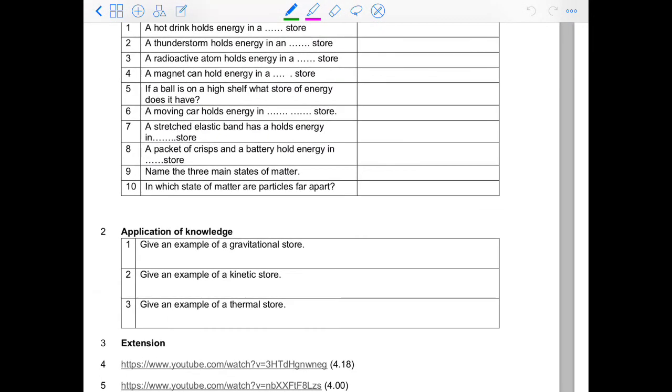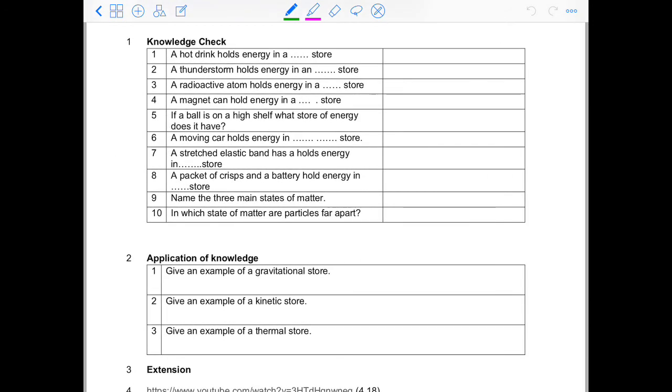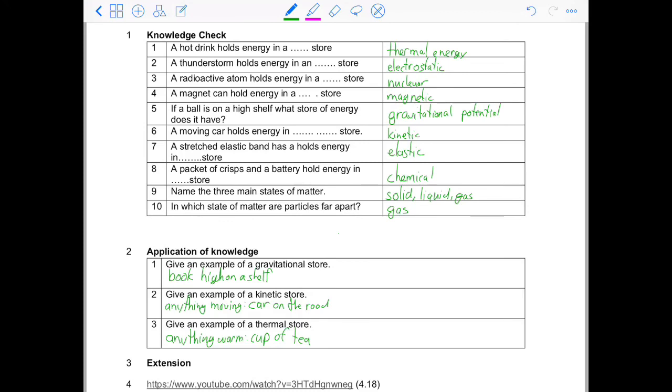So some last little questions here. So finish up this knowledge check and then give a go to these application of knowledge questions. Again, pause the video, we'll go over the answers in a minute. We have the correct answers for the knowledge check and the application of knowledge. Question 9 and 10 did come from a different topic. So the states of matter, we have solid, liquid, and gas, and the particles are far apart in a gas. If you couldn't remember those, make sure you go back and revise the states of matter. Ask your teacher if you need help with that. Don't forget gravitational potential energy, not just gravitational energy.